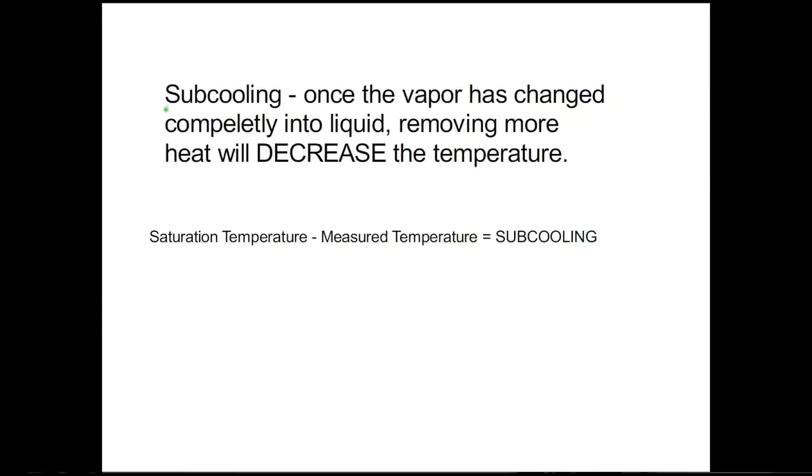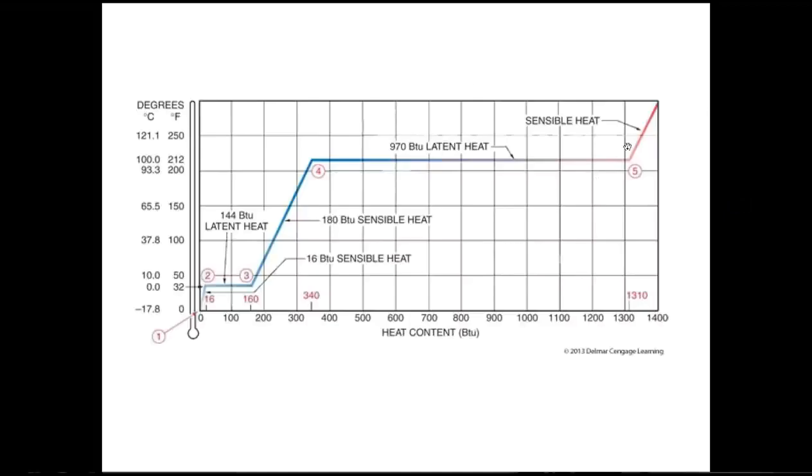So subcooling. Okay, so once our vapors change completely back into liquid, and we're 100% liquid, removing heat will decrease the temperature. So we're removing sensible heat. So if you take your saturation temperature and then you measure the temperature of the liquid, the difference is subcooling. Now, on our chart, that's what happens right down here. So here we're at saturation point. We're dumping all of the latent heat. At this point from here downwards is our subcooling.